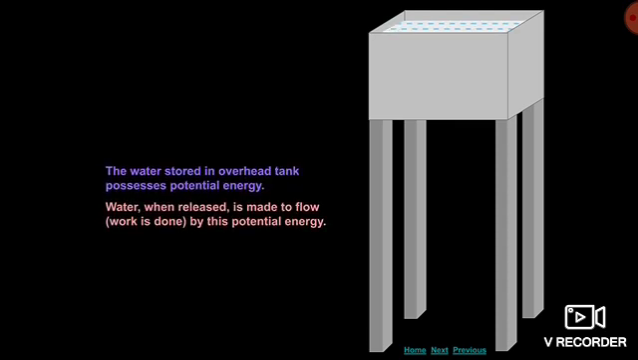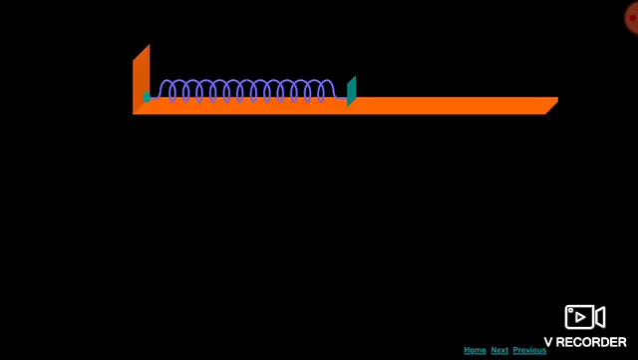Now what we see, there is one tank, and it is filling with water. You can see the water was not there, now it is filling with water. You can see the water level is rising up. So water stored in the overhead tank possesses potential energy. When the water is released and made to flow, work will be done because of the potential energy. The potential energy of the water is converted into work done.